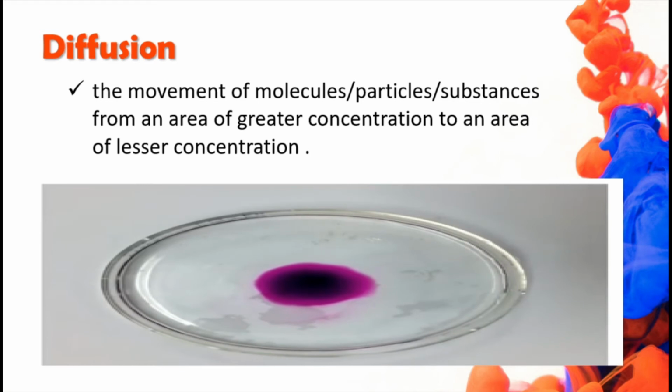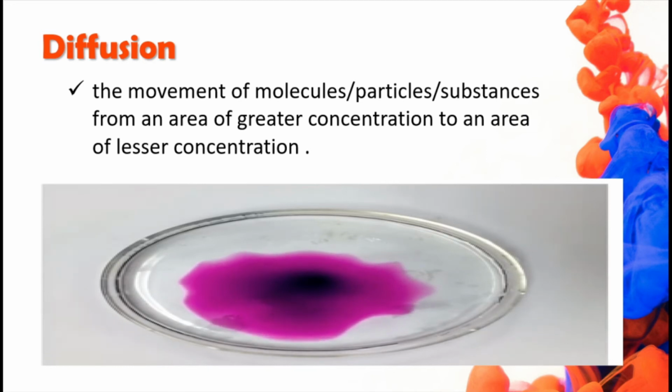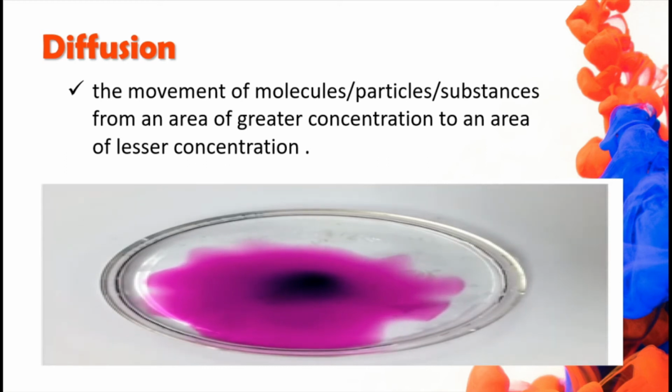As you can observe, the potassium permanganate that will serve as your solute is spreading evenly. The molecules of your potassium permanganate are now covering the whole area. So the movement is from the area of higher concentration towards an area of low concentration. So that is your diffusion.